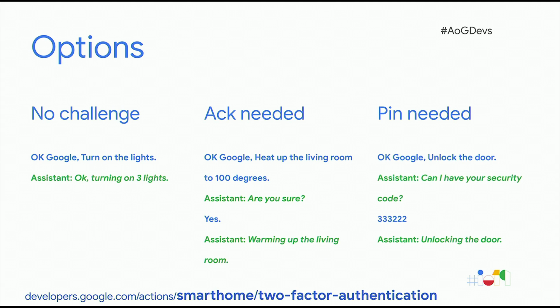And finally, we have PIN needed, which is asking Google to unlock the door. And here we want a little bit more than just a confirmation. So we ask for a security code, and the user provides that. And then once you have a code that's correct, they can go ahead and unlock the door. And you can actually see this in practice in our sandbox with a cookie jar that's protected by two-factor authentication to keep the kids out.